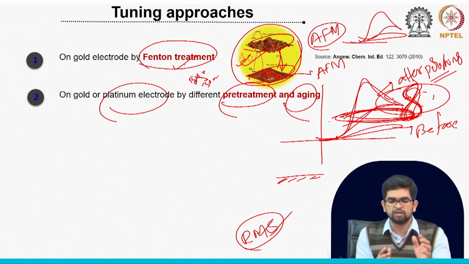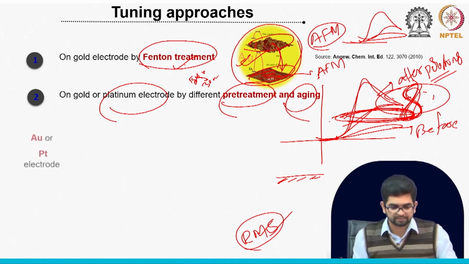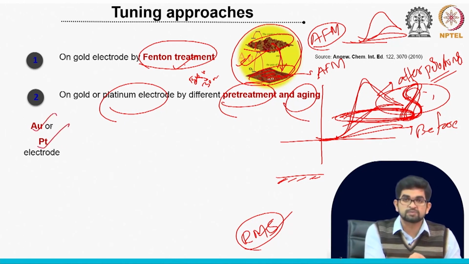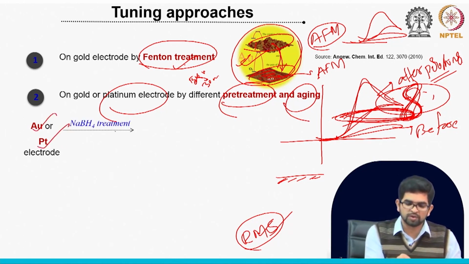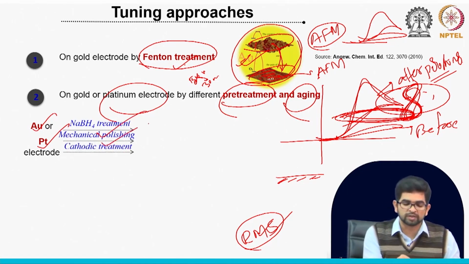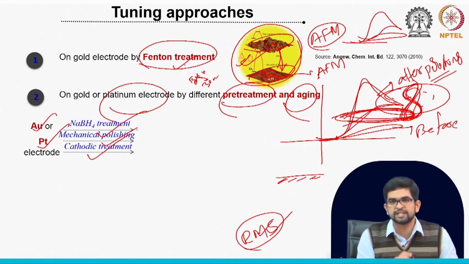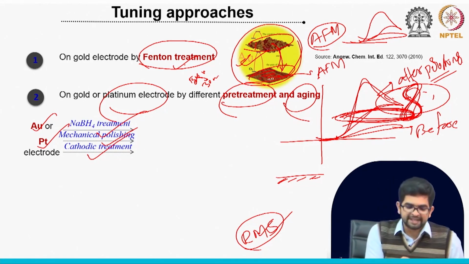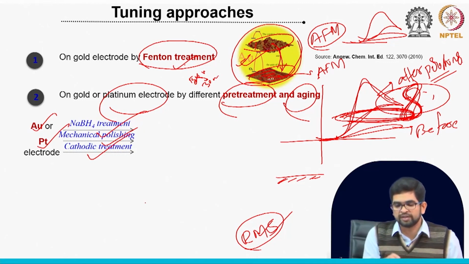Now I am going to show you all the respective data. So we can choose gold, platinum just for example, and we can go for the sodium borate treatment, mechanical polishing, you can go for the cathodic treatment. So another treatment I am just going to introduce to you. What is cathodic treatment? This is the negative potential you can apply on your electrode surface.